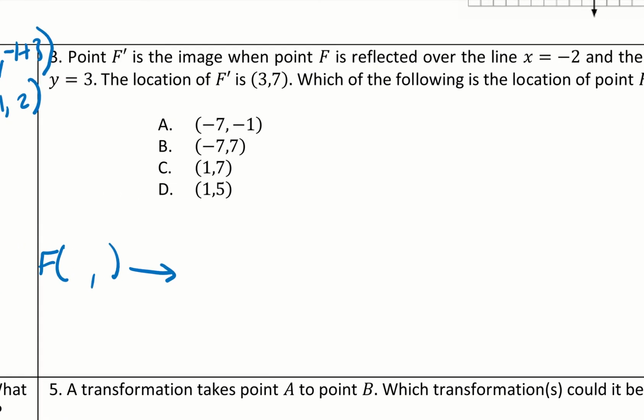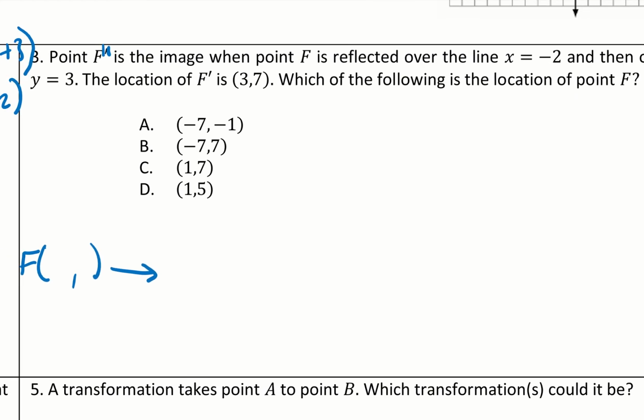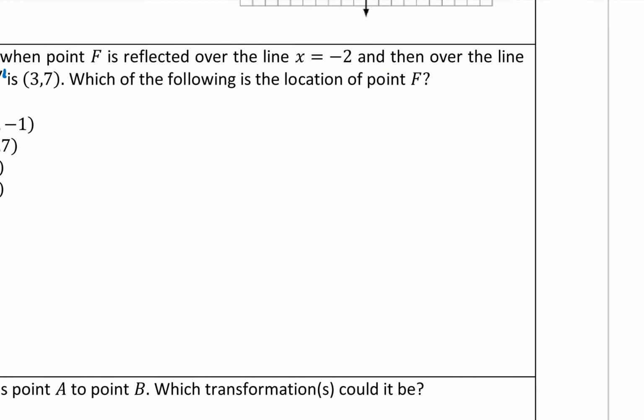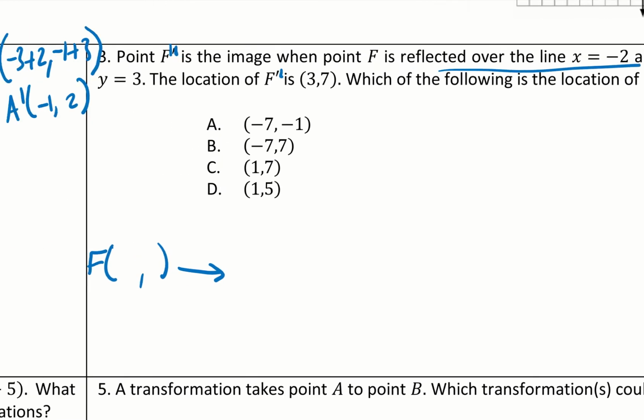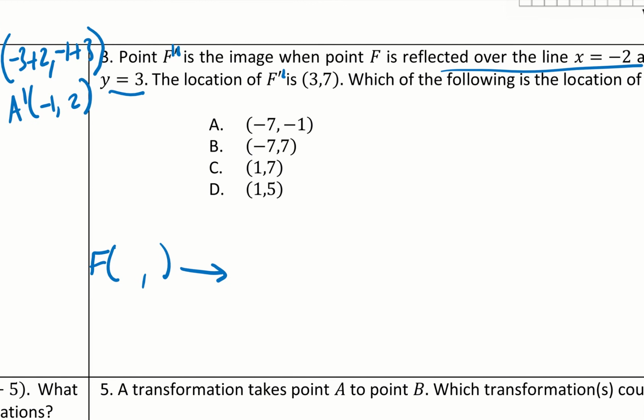Well, let's call this f double prime. They call it f prime, but let's call it f double prime. So the location of f double prime is 3, 7. The reason I call it double prime is because it's undergoing two transformations. There's a reflection over x equals -2, and then a reflection over y equals 3. So there's two transformations that I want to write down. Okay, and that'll be f double prime, which is the final coordinate they told us is 3, 7.